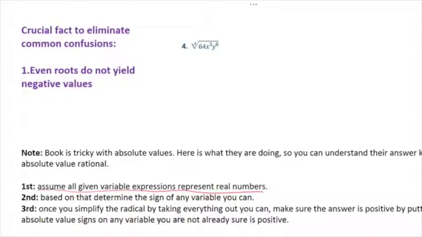Based on that, they determine the sign of any variable they can. In this case, we know that x is positive. If it wasn't, that expression wouldn't be real. And then after they simplify, we're going to add absolute values where we need to. So in this case, I'm looking for 4 of a kind. After a lot of breaking down, I can know there's 6 2s in there. So 4 could come out. That would be 1, 2 coming out.